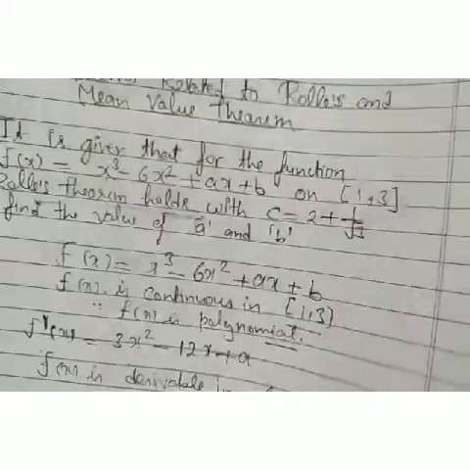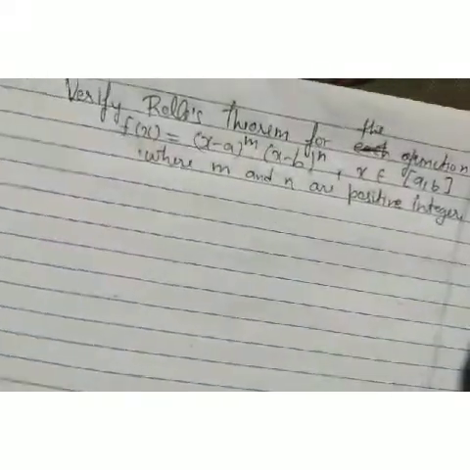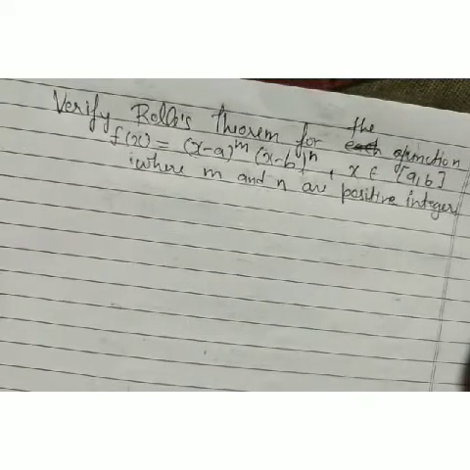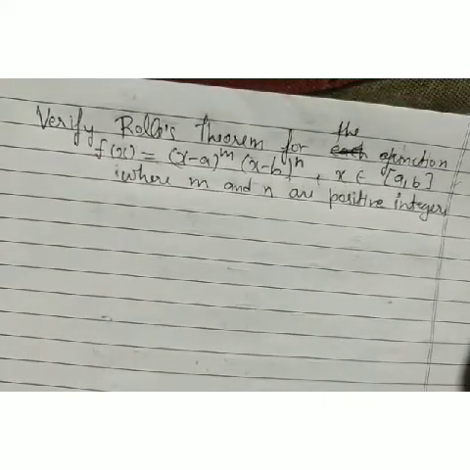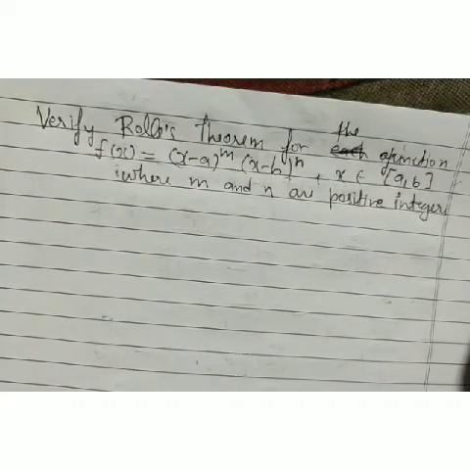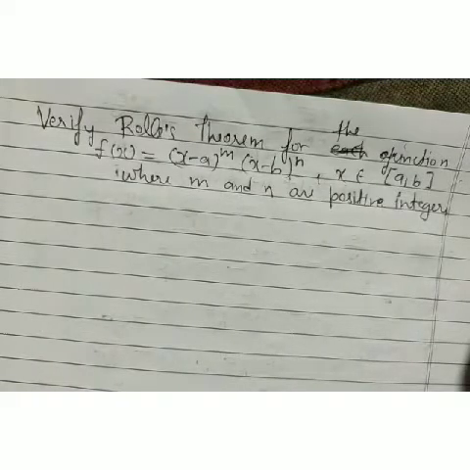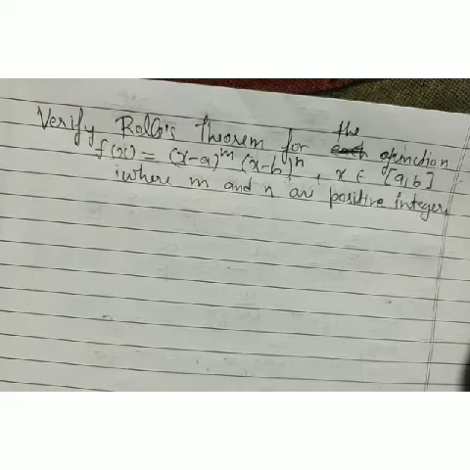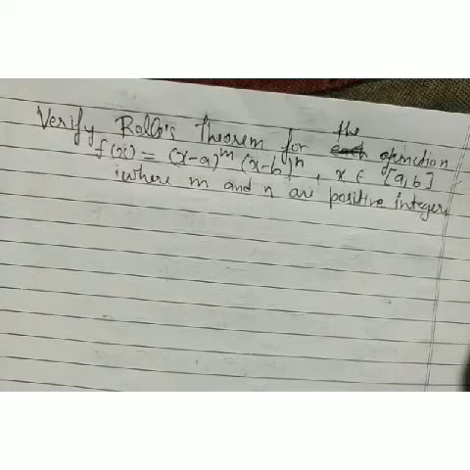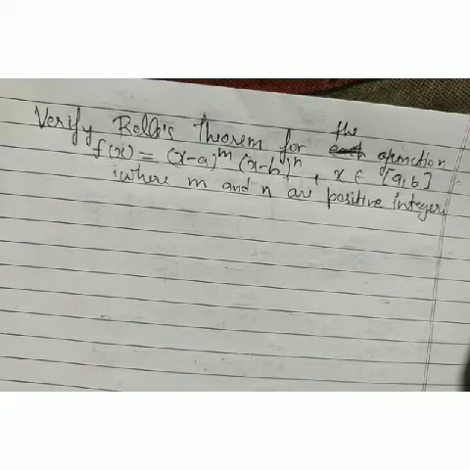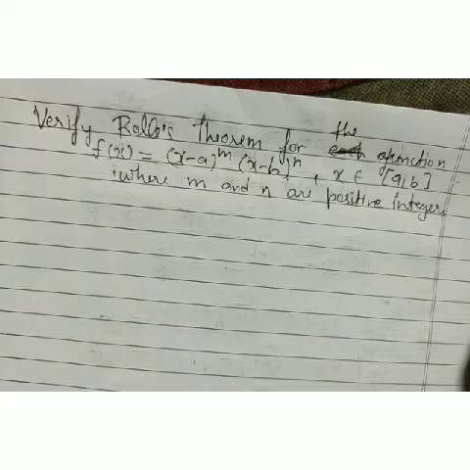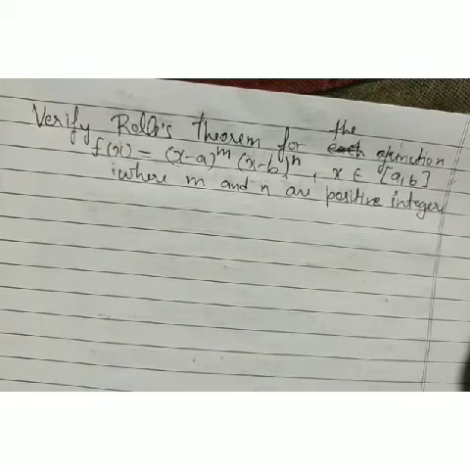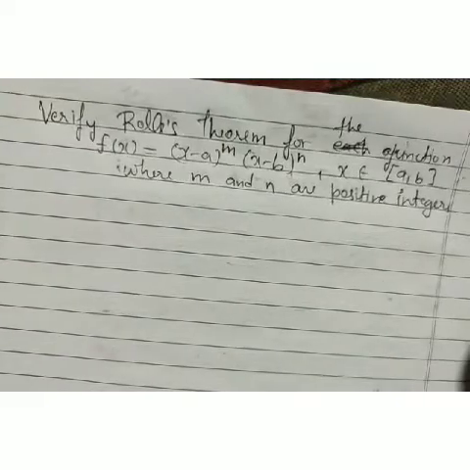Now we move on to another example. It's also based on Rolle's theorem. Verify Rolle's theorem for the function f(x) equal to (x minus a) to power m into (x minus b) to power n for all x belongs to the interval [a, b], where given that m and n are some positive integers there. Now we have to verify Rolle's theorem here.